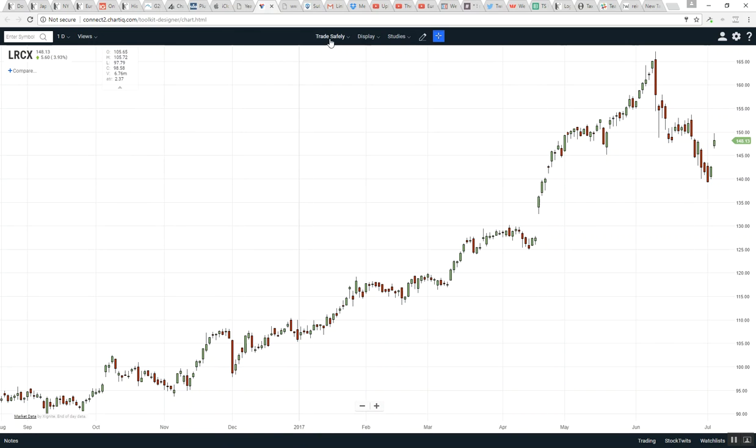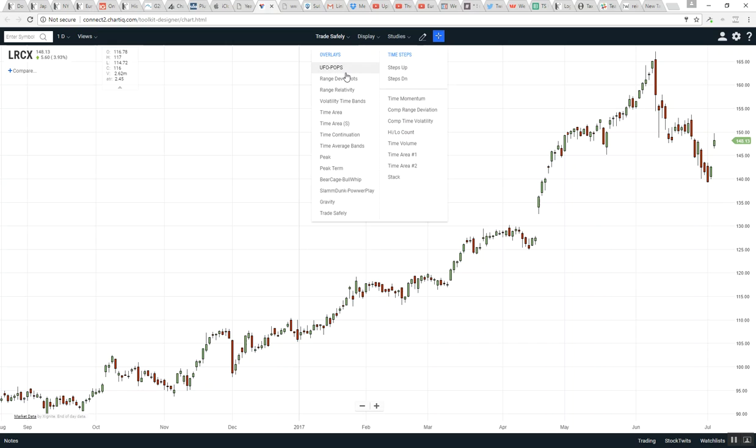So here's the Trade Safely drop down. Just want to set you up with our typical setup, the way we use Trade Safely. UFO pops, that's buy and sell signals, range deviation pivots, range relativity, volatility time bands, time area, time continuation, that's buy and sell signals. Peak is the support and resistance, same with peak term. Bear cage bullwhip is support, buy sell signals, slam dunk buy sell signals.